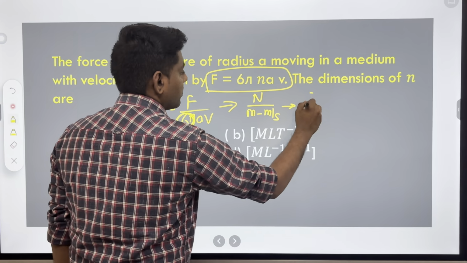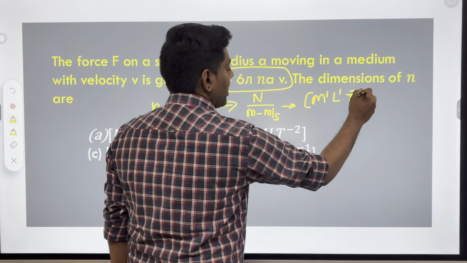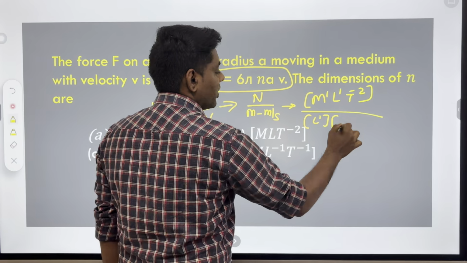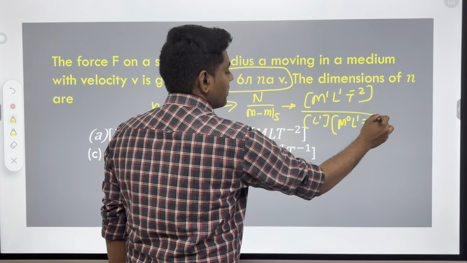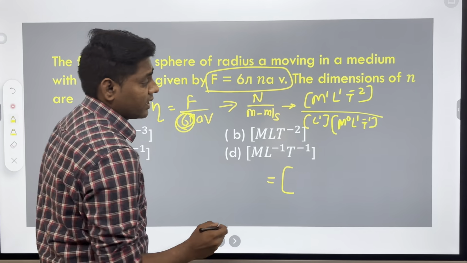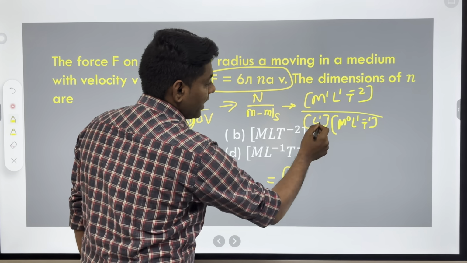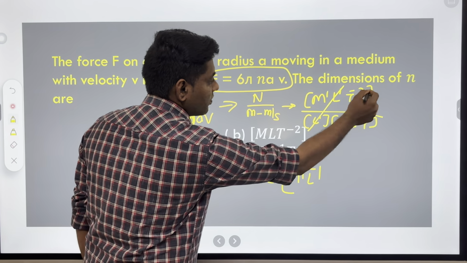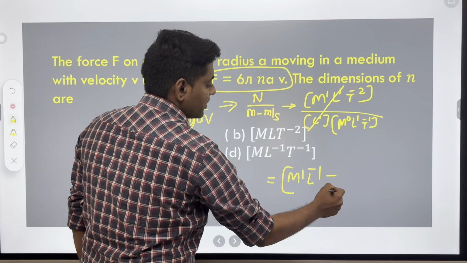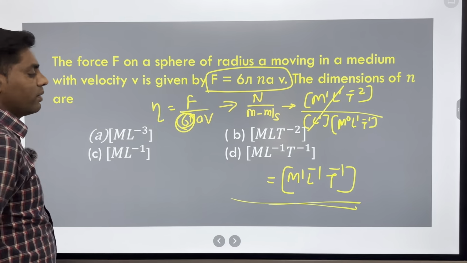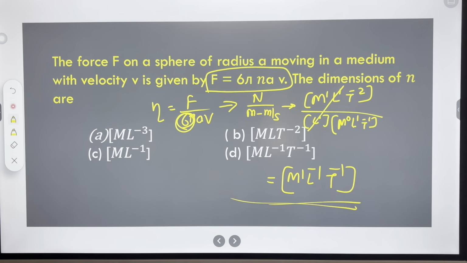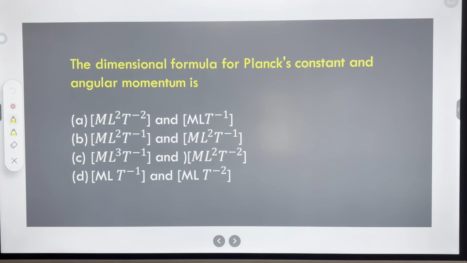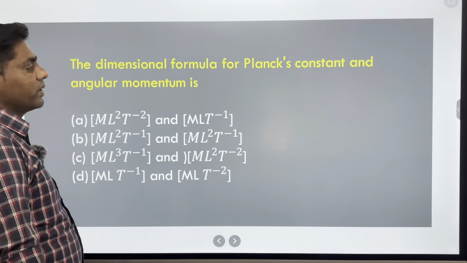From this we can calculate the dimensions. The dimensional formula for force is M1 L1 T minus 2, for meter it is L1, and for meter per second velocity it is M0 L1 T minus 1. So according to that we can calculate. M raised to 1, L1 gets cancelled, so it becomes L raised to minus 1, and then T raised to minus 2 in the denominator goes to the numerator as T raised to minus 1. This is the dimensional formula M1 L minus 1 T minus 1. So option number D.